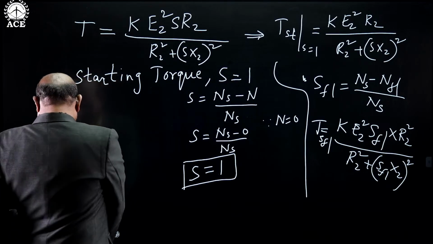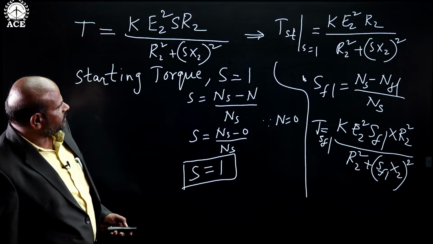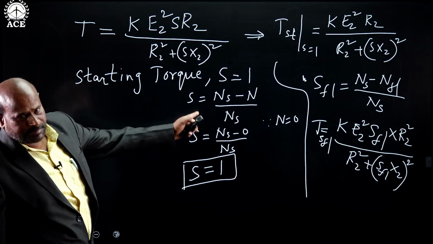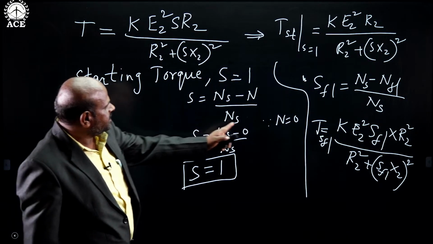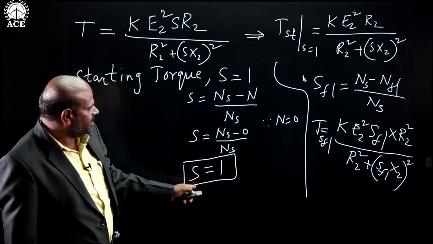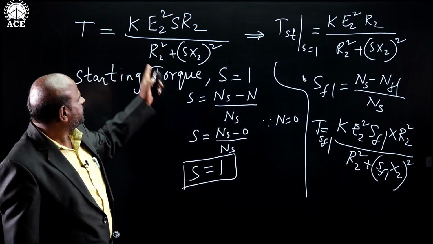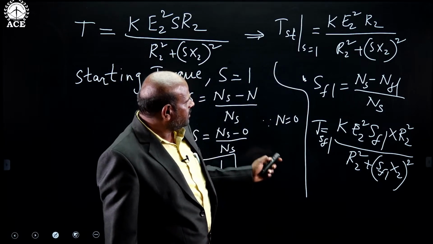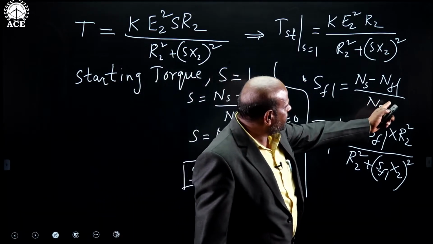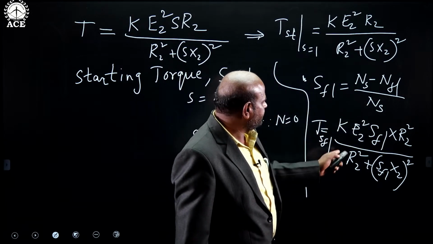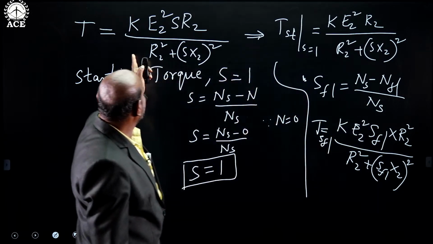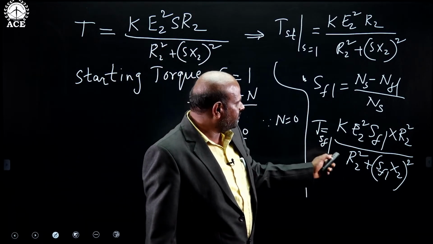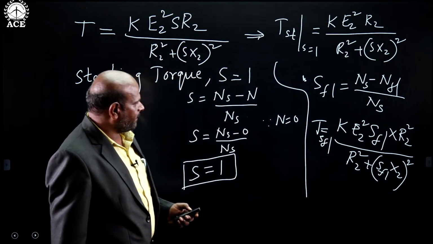So students, please note down this. How to find out the starting torque? When slip is 1, when the speed of the motor is 0, slip will become 1. We substitute in the torque expression S is equal to 1. That would be the starting torque. At full load, the speed will be the full load speed, and the slip will be S_FL. If we replace S with S_FL in the torque equation, you are going to get the full load torque.